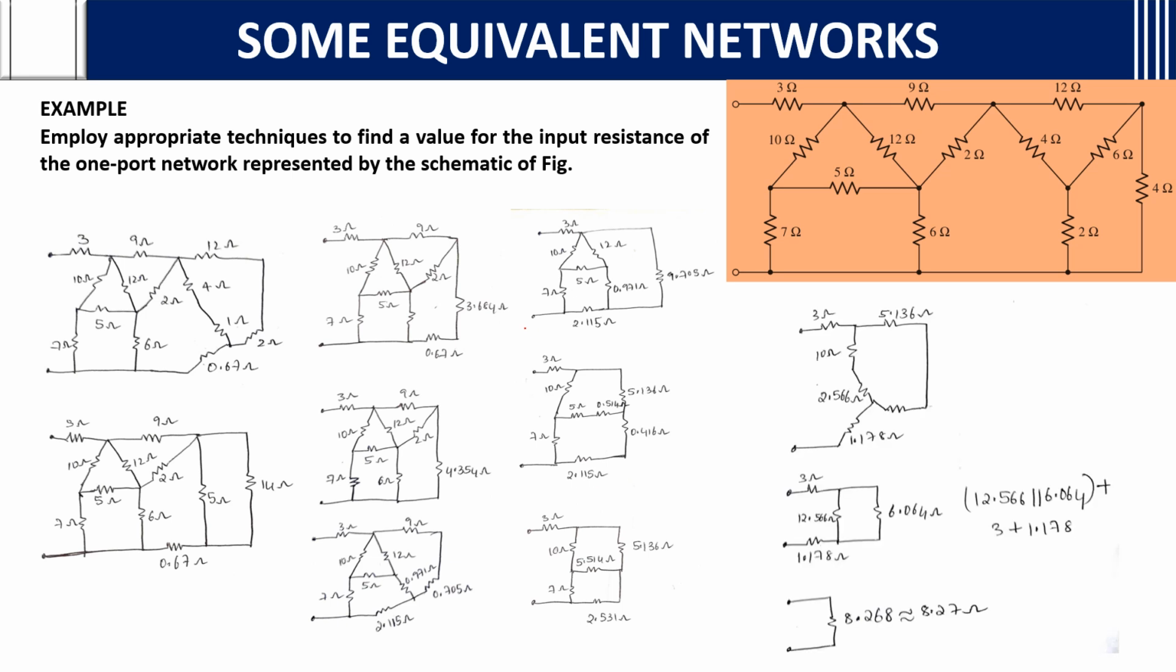After that, 3 ohms and 10, these two are in series and these two are in series. If you add up, the network looks this way, with 3 ohms, 1.178 ohms, 12.566 and 6.064. These two are in parallel, and in turn they are in series with the 3 plus 1.178. You find this parallel first, then add 3 and 1.178, and you will get 8.268, so 8.27 ohms is the answer.